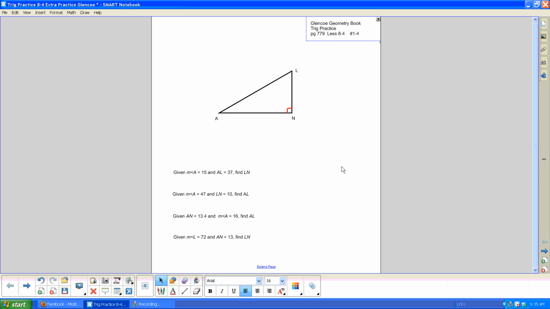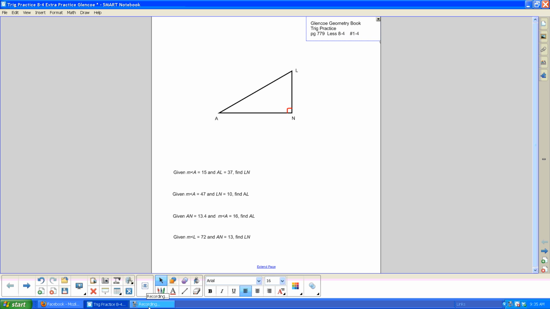These are the first four problems from the Glencoe geometry book, an extra practice section for lesson 8.4, all based upon the triangle ALN shown at the top of the screen here with a right angle at 90 degrees there. The first problem says given measurement of A equals 15 degrees and AL equals 37, find LN.